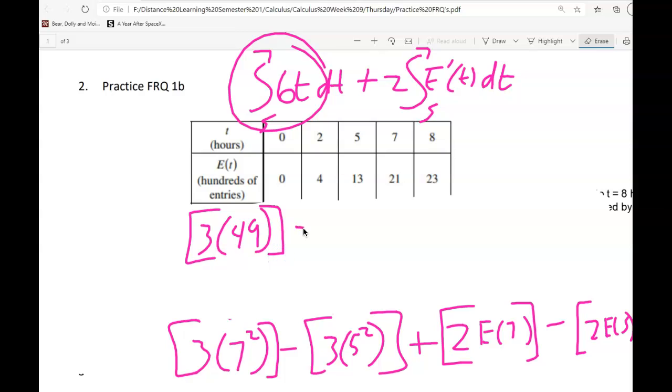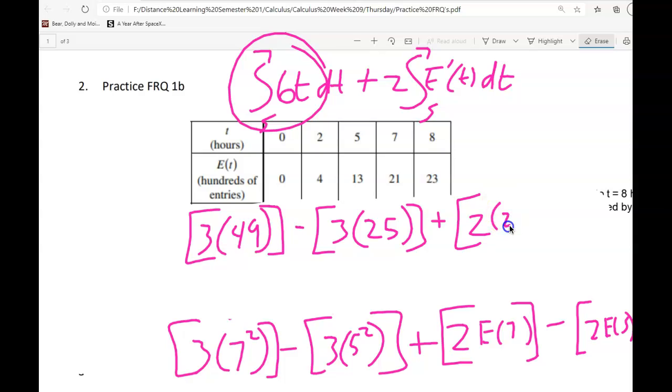And you don't even have to do the 7 squared, which I did, because that's just basic math stuff. Not a big deal. You don't need to do it. The thing that really matters is that we make sure that we know what e of 7 is. E of 7 is 21. And e of 5 is 13. That's good enough. I'm not going to simplify it.